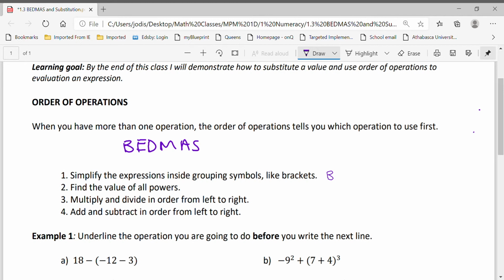Then you want to find the value of all of your powers. So that's like your E for exponents. Then multiply, divide in the order that they occur from left to right. So that's your D and your M. And then lastly, you're going to add and subtract in order from left to right. That would be your A and your S.